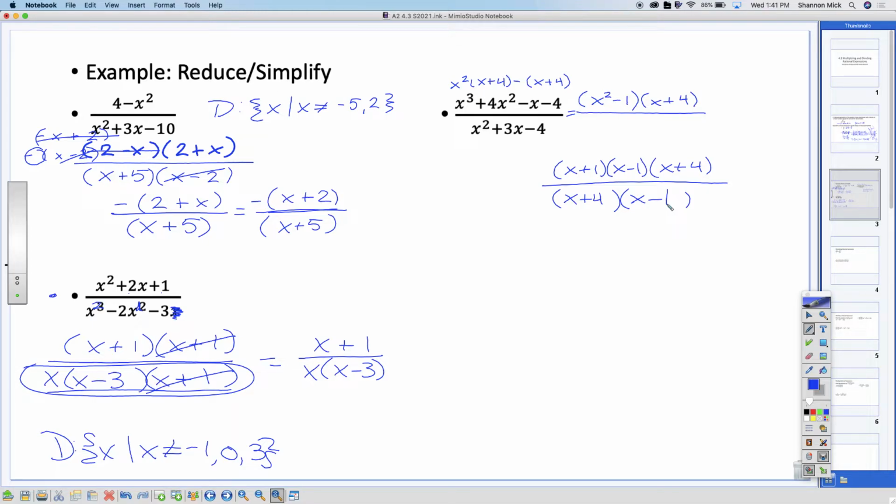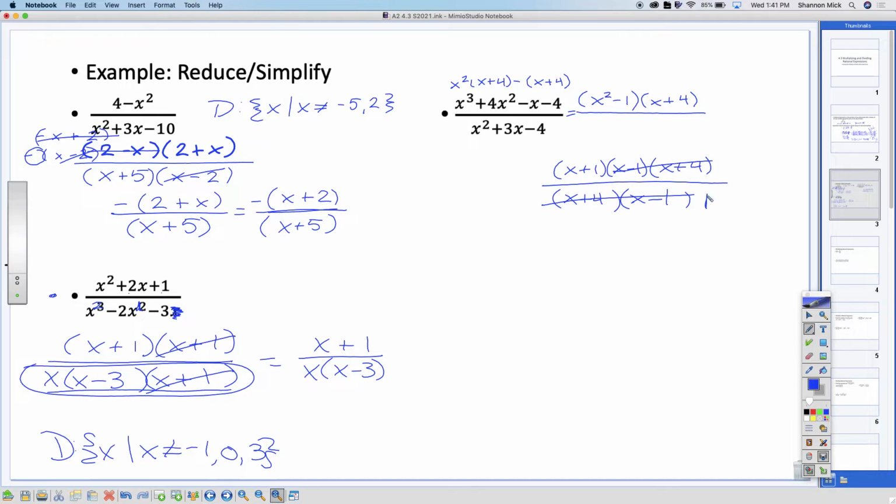Okay, so why would it be x plus 1 and x minus 1? Because x squared minus 1 is the difference of squares, that conjugate pair. So what can I reduce? x minus 1 and x plus 4. And so all this reduces to x plus 1, yes?